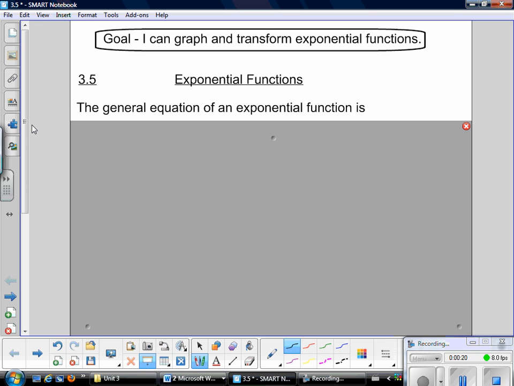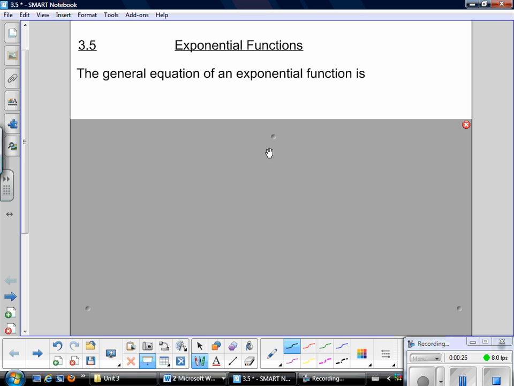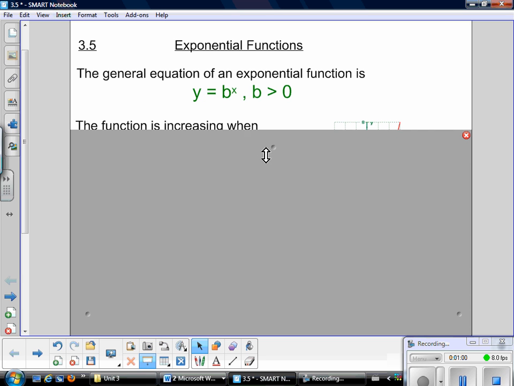The first thing that we're going to look at is the general equation of an exponential function. And the general equation is y equals b to the power of x, where b has to be greater than 0. So in other words, we're not looking at negative bases here. That doesn't mean we can't have something flipped over, but we'll talk about that in a moment. This is the general formula for an exponential function. The difference, compared to other functions, is that we've never before had the one variable as an exponent. So that's why it's called an exponential function.